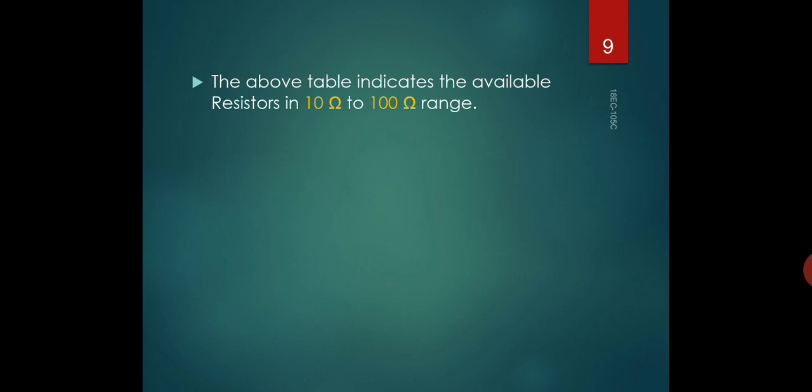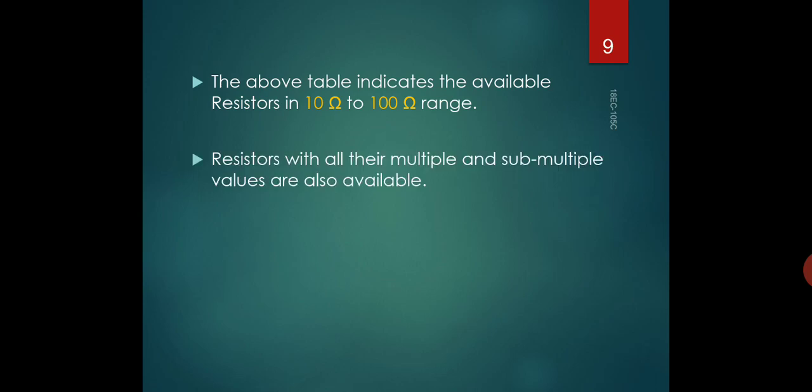Now the above table indicates the available resistors in the 10 ohm to 100 ohm range only. Resistors with all their multiples and submultiples values are also available. In the previous table we have seen the values of resistors between 10 ohms and 100 ohms. So if you take any multiple of these, it covers the whole range of resistor values available in the market.